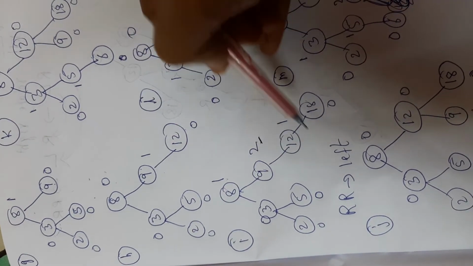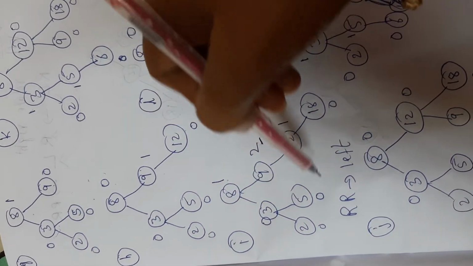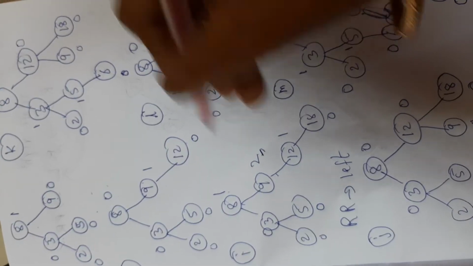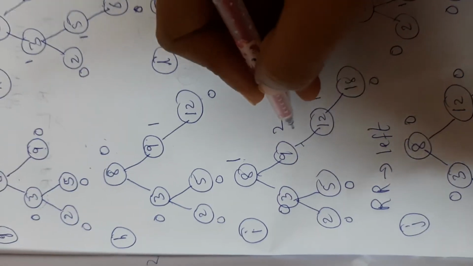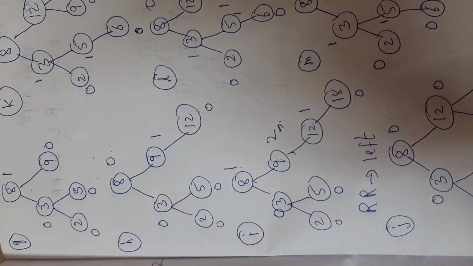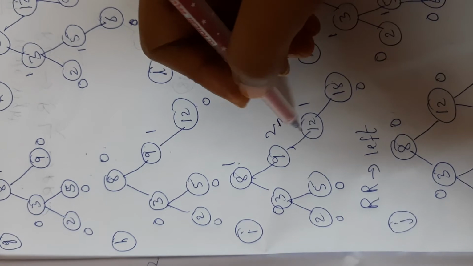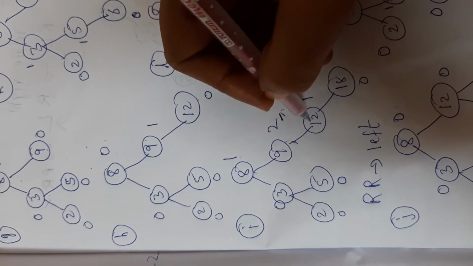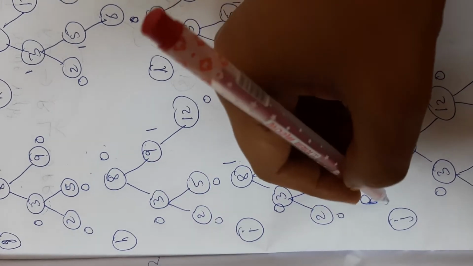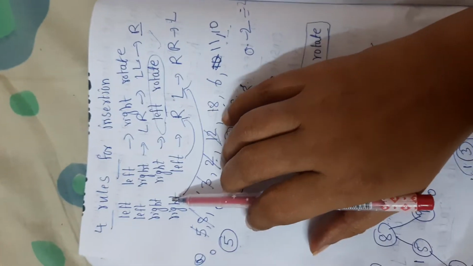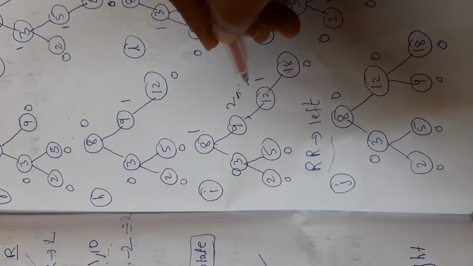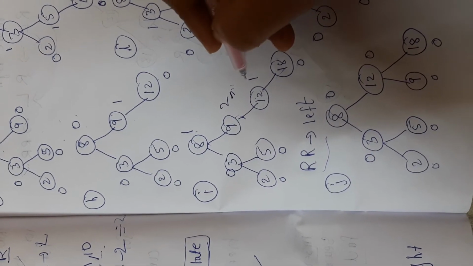So, once again you check the balancing factors. If you do the balancing factor, for this node it is not satisfying. So, 2 we are getting here. Here it is not satisfying. So, now you have to see which type of rotation we have to apply. So, this is right and right. So, again we have a right. If you have right, what we have to do? We have to go with the left rotation.